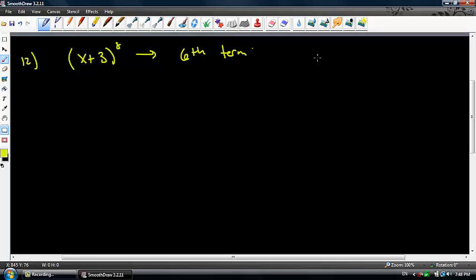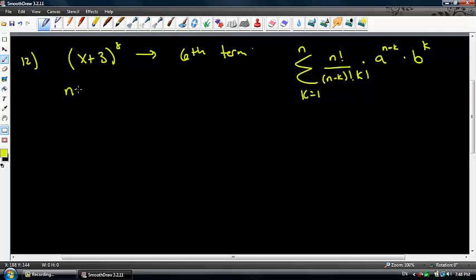For this, we use the formula summation from k equals 1 to n of n factorial over (n minus k) factorial times k factorial, times a to the n minus k times b to the k. That's the formula you learned yesterday, so make sure you have that in memory. Hardest part of this problem is understanding what n and k are. Remember, n is the exponent that they give to you. K is always one less than what they give to you. Right? Sixth term, K's got to be 5.